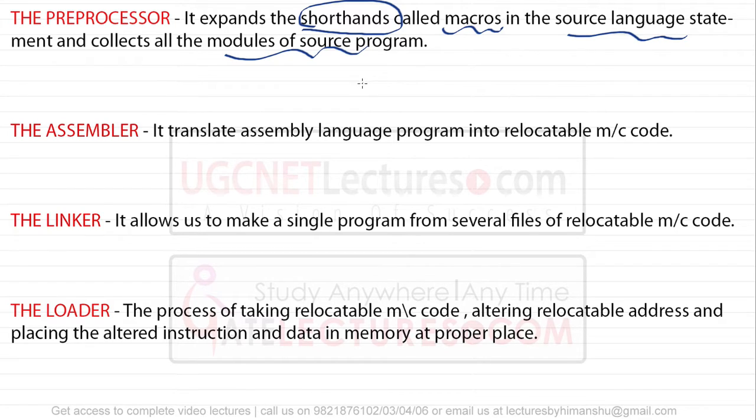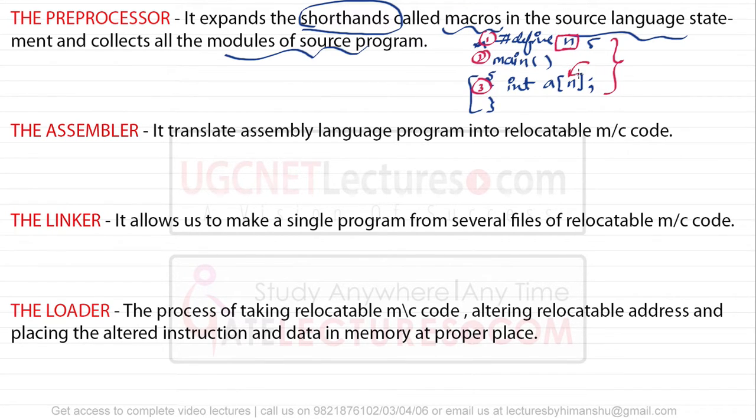Let me tell you step by step what I mean by the line numbers. Assuming that there's a program like this: #define n as 5, there's a main function, and we are taking an integer array a with size n. Now, when we give this program to a preprocessor, first of all, it is going to resolve all these #define statements. That means wherever there's an n in the program, it is going to replace all the n's with the value 5. Secondly, it is going to remove all the new line characters.